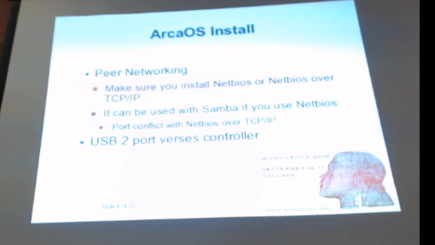You can see what's being loaded when your problem occurs. Peer networking: when you're installing it, make sure you install either NetBIOS or NetBIOS over TCP/IP, which is not installed by default. Otherwise, it doesn't work, because it needs one of those protocols. If you're planning on using SAMBA at the same time, you need to use NetBIOS, because SAMBA and NetBIOS over TCP/IP use the same port, so only one of them is going to work. There probably is a way to reset the port for one or the other, but who knows?